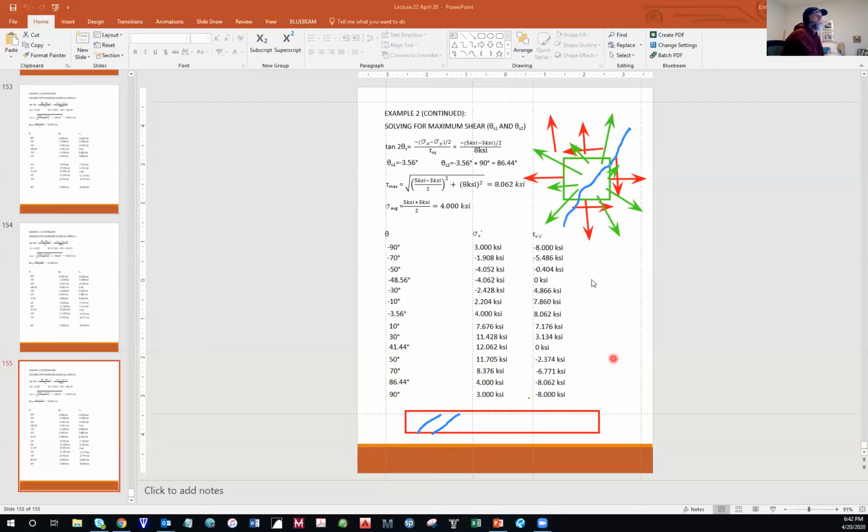So all of this is foundational to understanding stuff that you have yet to learn in your design classes and so on and so forth. This is just basic mechanical understanding of what the material is doing.